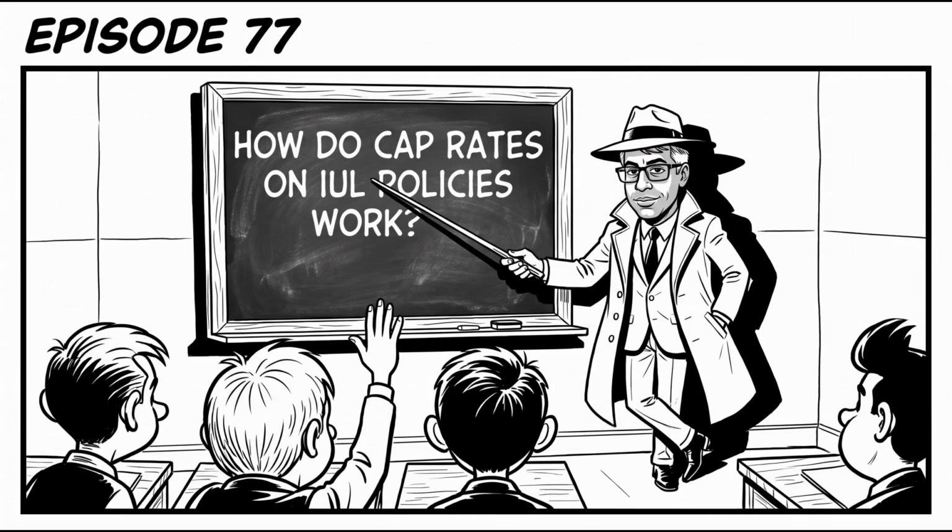With an IUL, how do the caps on index gains impact my cash value compared to what I'd get with a whole life policy's fixed rates? So the cap rates on IUL basically represent the upper limit of what you can earn in the IUL contract. So an insurance company buys and sells a call option on the S&P 500. This creates a spread, what they call a bull call spread. So the amount of the spread represents the maximum you can make in the contract at that cap rate.